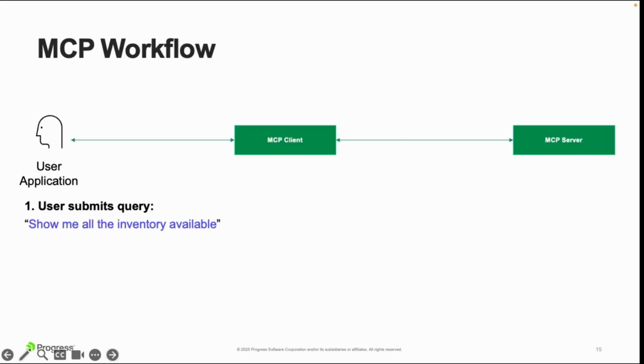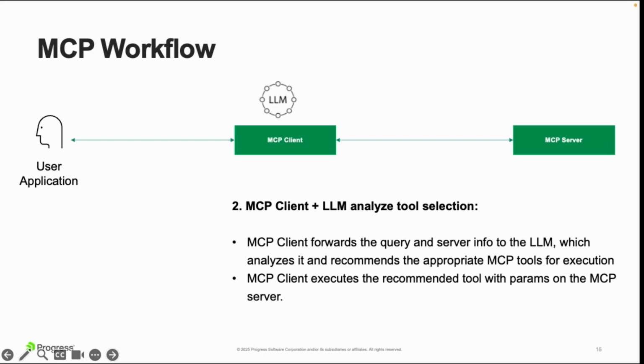Now let's talk in layman's terms, how does it even work, right? So user application, chatbot, my mobile chat app, whatever it is, I start from there and I start saying, show me all the inventory available right now. Now what does it do? It makes a call to the MCP client. The MCP client, as I mentioned to you, also has an LLM with it. It also communicates with the LLM.